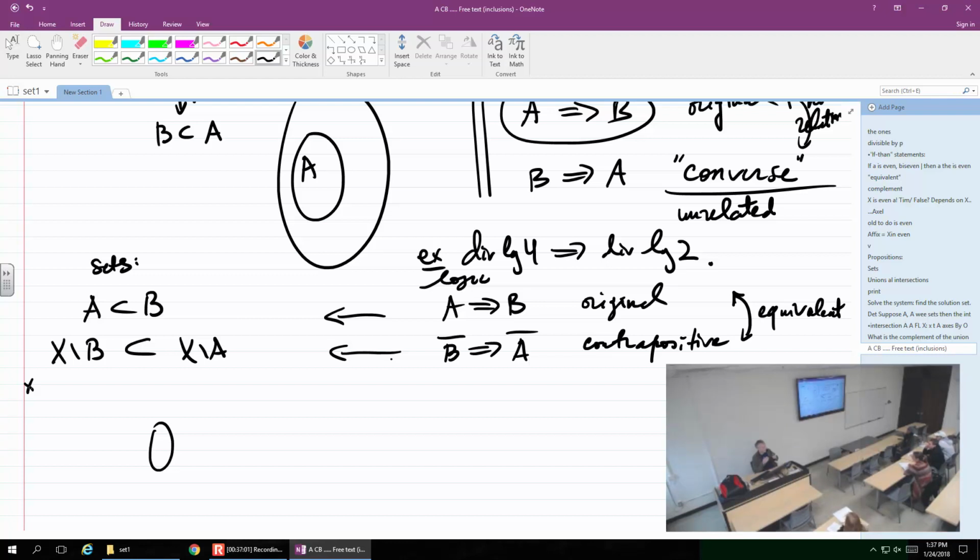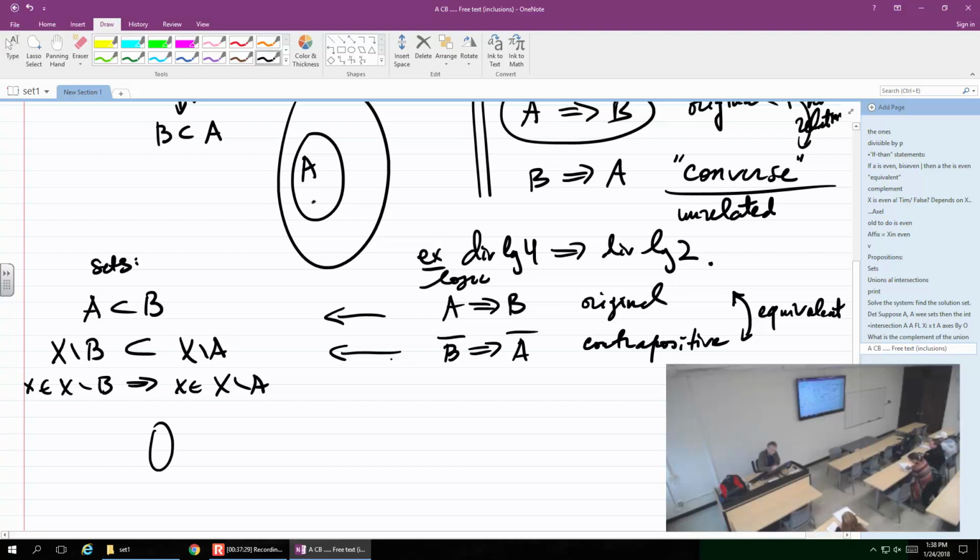Subsets can all be translated into elements. So, X belongs to B minus... restating, X belongs to the complement of B implies that X belongs to the complement of A. Right? So that's the meaning of one set being included in the other. It means that if X belongs to the first set, then it belongs to the second set as well.